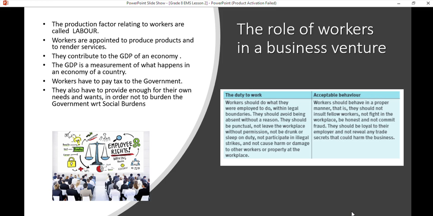Okay, what is acceptable? You should have proper manners, treat everyone with respect, don't insult your fellow workers, don't fight, be honest, build a team, and be loyal, and do not reveal trade secrets. If you would then, for example, reveal my trade secret of how we make the toy cars, that would give a competitor an unfair advantage.